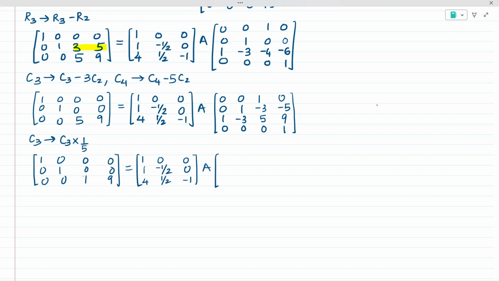Here C3 will be multiplied by 1 by 5. So 0 0 1 0, 0 1 negative 3 0, 1 over 5, negative 3 over 5, 1 and 0, 0 negative 5 9 and 1. Okay, now the last operation, C4 getting converted to C4 minus 9 times C3.